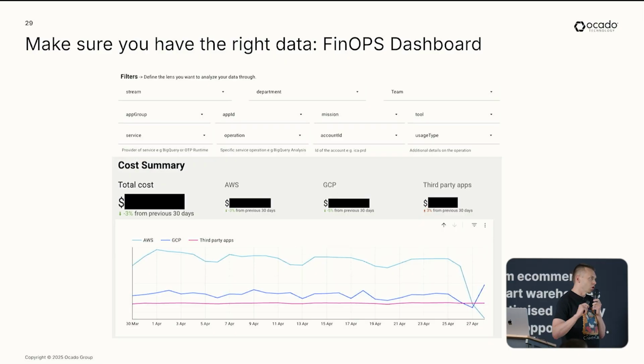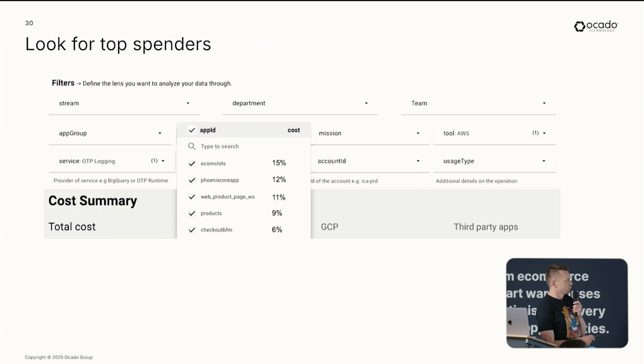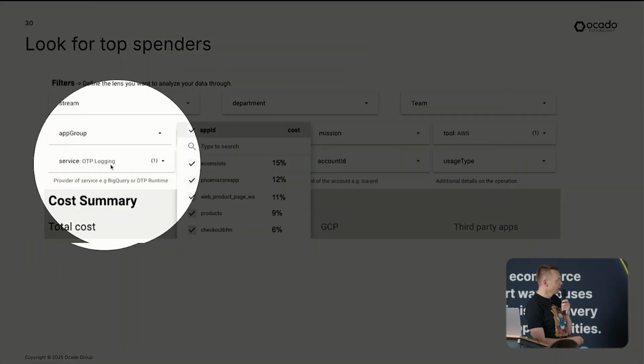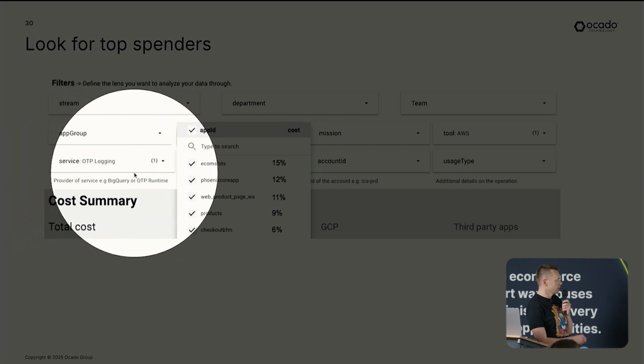Okay, and that FinOps dashboard is also a great place to start looking for the savings. So speaking about the savings, how do you do that? What we've learned is there are a couple of vectors of attack you could take. The first one is looking for the top spenders. As you see in here, I've just grouped it by the top spenders in the logging category.